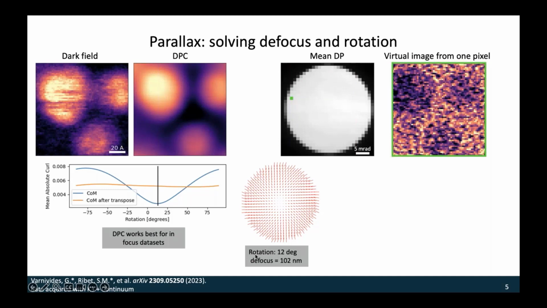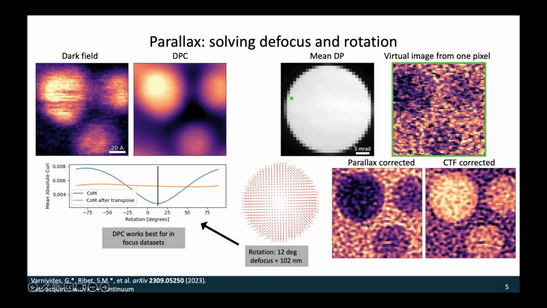So we can compare, this is really helpful. We can get a rotation, and we can compare this to our DPC. This is in good agreement here, the rotation between our DPC and our parallax, which is a good sign. And we also now can back out the defocus and other aberrations by fitting an aberration surface to this vector field. And you can see how this looks now. We have a parallax corrected image where we've basically taken all of these low signal to noise virtual images and aligned them. And you can start to see now some features in the nanoparticles that you couldn't see before. And we also know what the CTF is because we fit this aberration surface, so we can do a parallax correction.